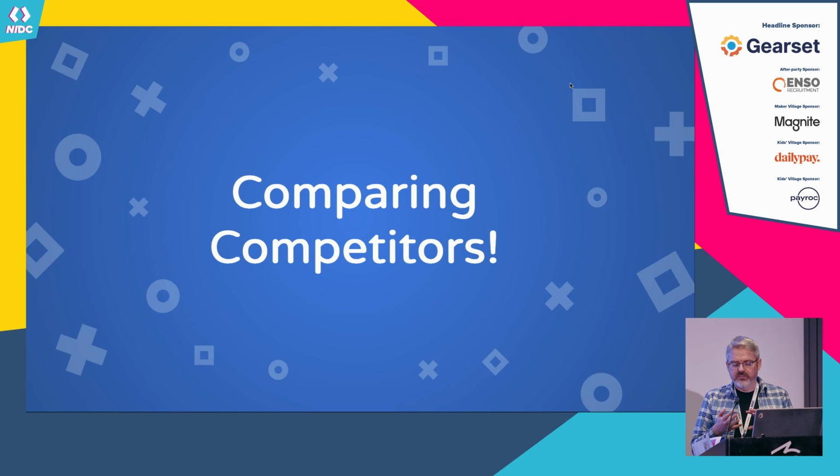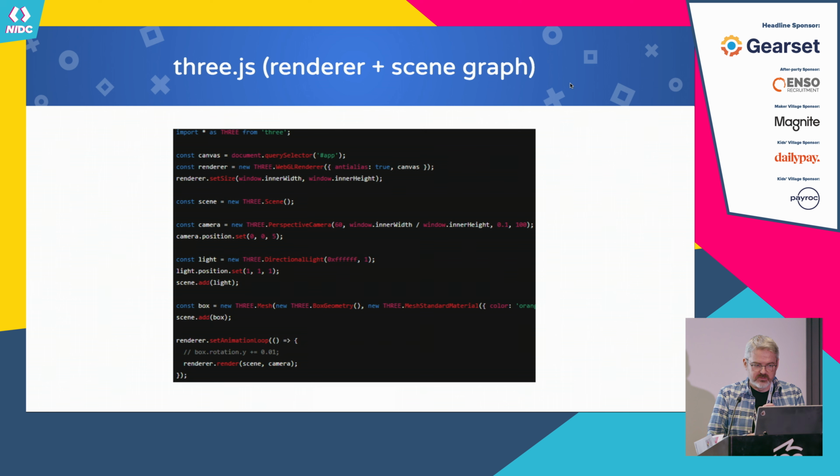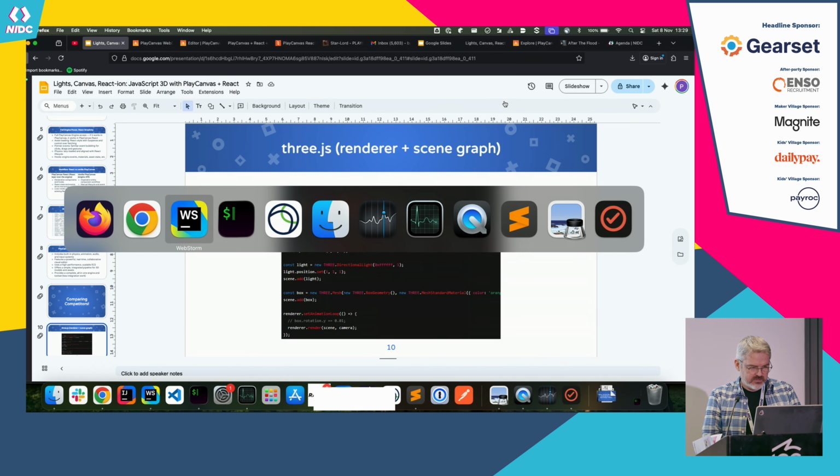You've got two flavors of both. React 3 Fiber is basically three.js with React wrapped around it, and PlayCanvas React, as the name suggests, is PlayCanvas with React wrapped around it. So let's look at a bit of simple code. I'm not going to go through all the lines. This is vanilla three.js, so you can see there's a lot more stuff going on there. Actually, I'll just show you.